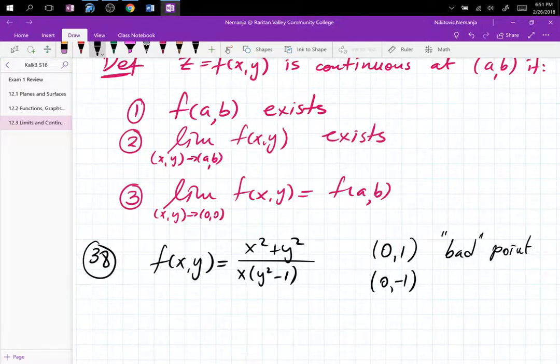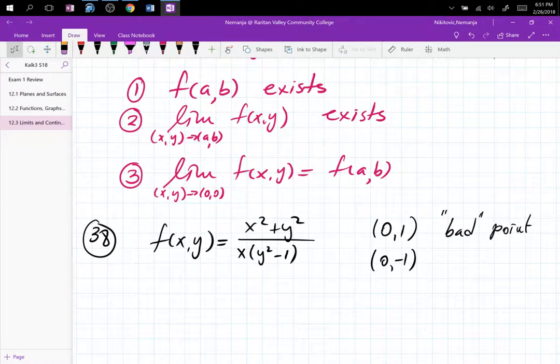That's a lot of points. This poor function has no chance at continuity, all right? No chance at continuity whatsoever. There are infinitely many points that create these zeros in the denominator.